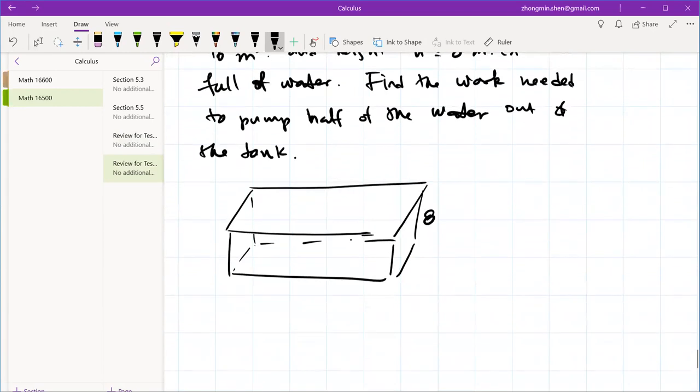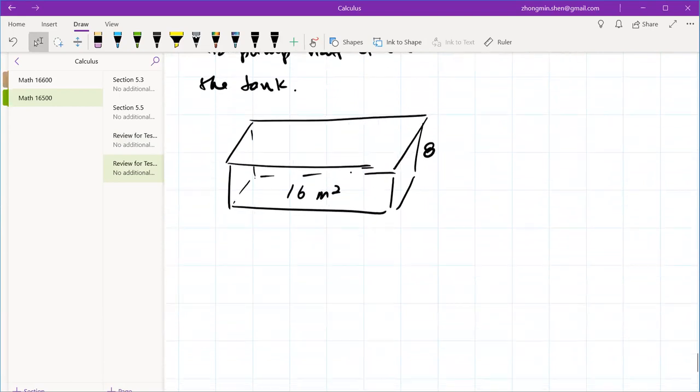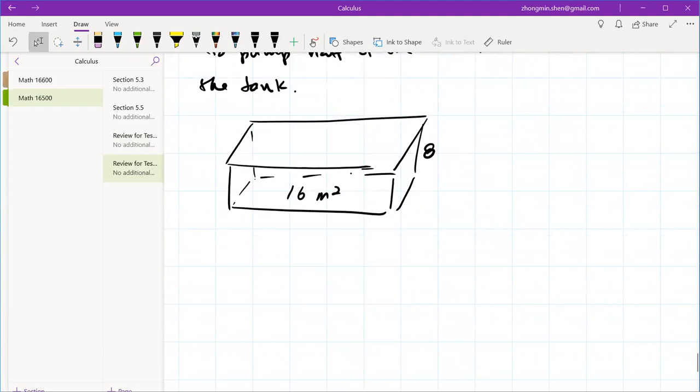So this is 8. I know the base area. Area is the base, right? That's all you need. So we're going to pump half of the water to the top. That's one slice.